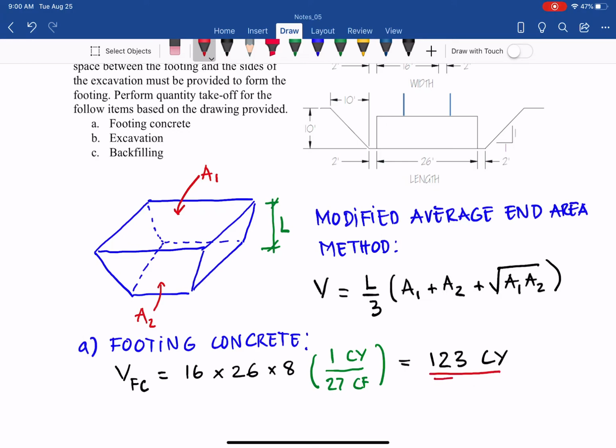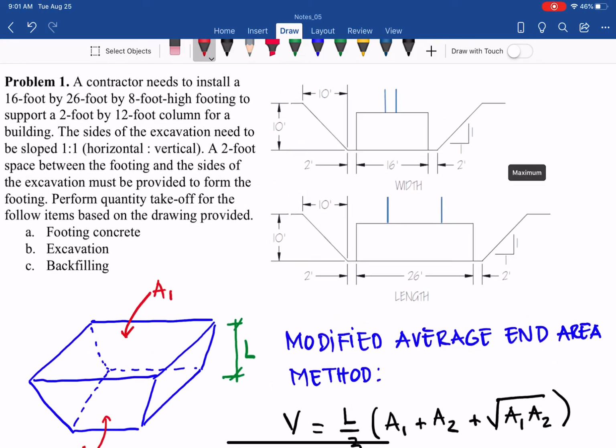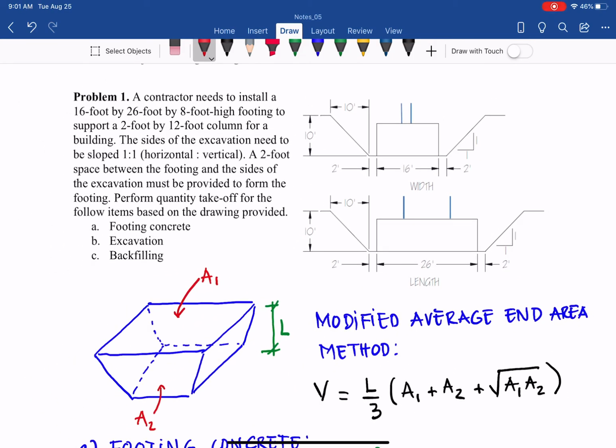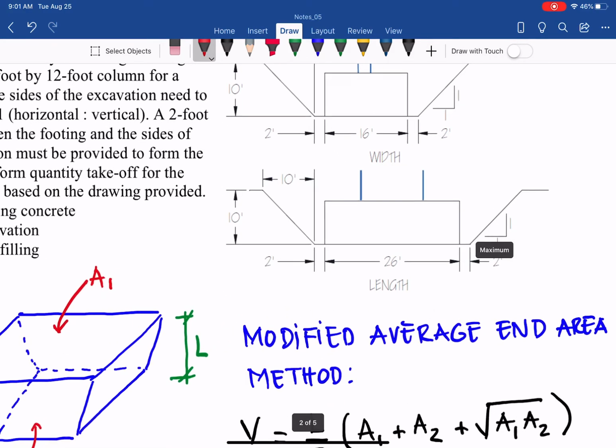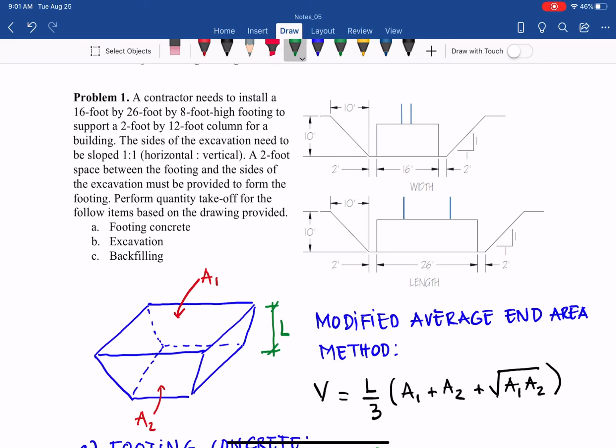Very simple volume. When you see this in 2D, we can imagine that the footing is basically a box with 26 feet on one side, 16 feet on the other side, and the height is 8 feet, as given here.